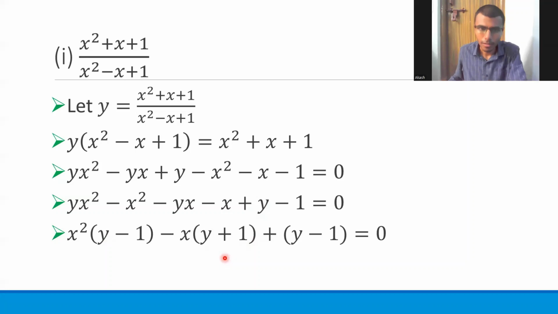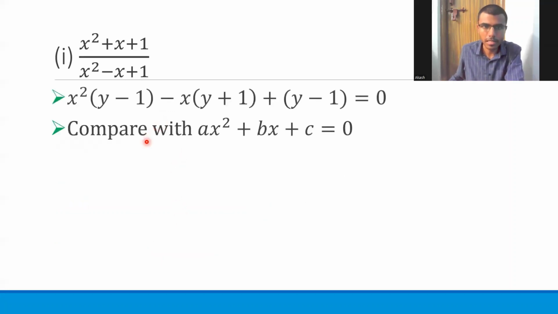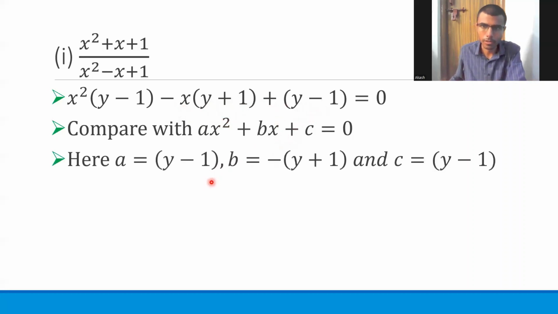Now I want you to compare this equation with ax square plus bx plus c and get a, b, c. So if we compare, what is the coefficient of x square in this? It's y minus 1, and here it's a. So a is nothing but y minus 1, and b is minus of y plus 1. Don't forget this minus sign, please. And c is y minus 1. That's what you have here.